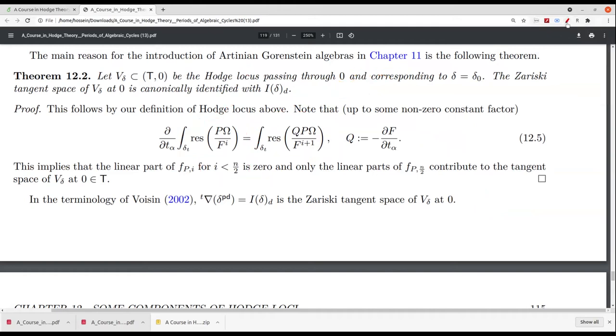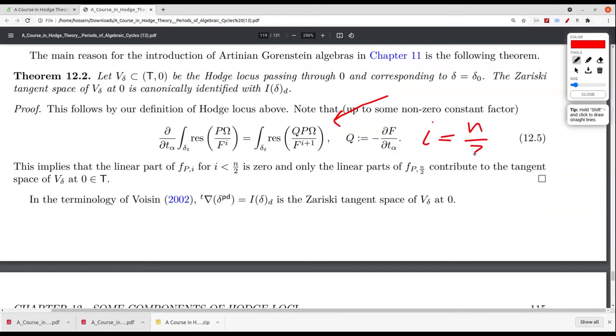We get an integral which might not be closed. So I_{n/2}. And so the linear part of the corresponding defining equation of the Hodge locus will be this one. So the tangent space is the kernel of this linear part. And this means that we have to put this delta_0 equal to 0. So the kernel will be exactly the one that we defined for I_delta.